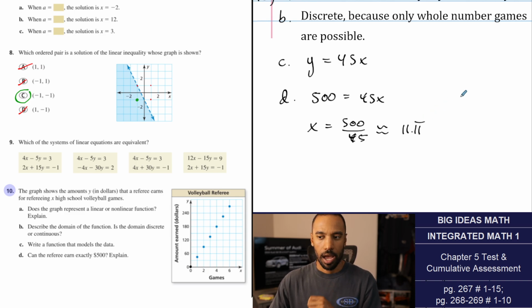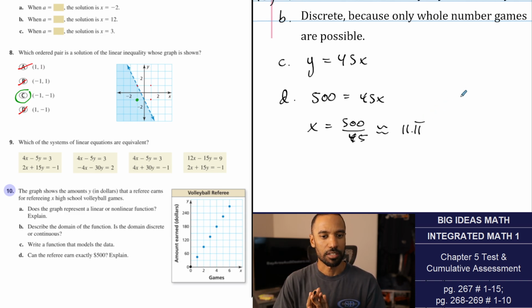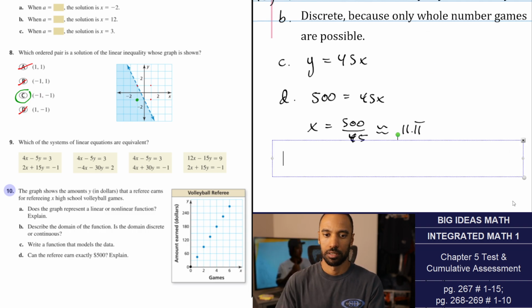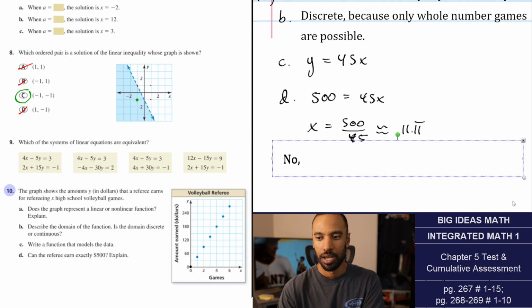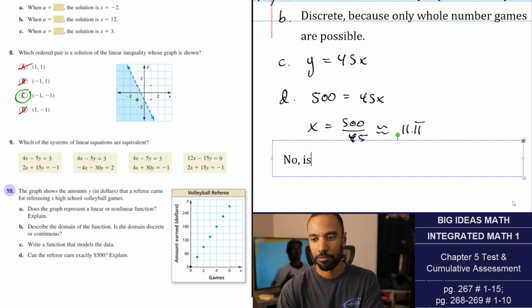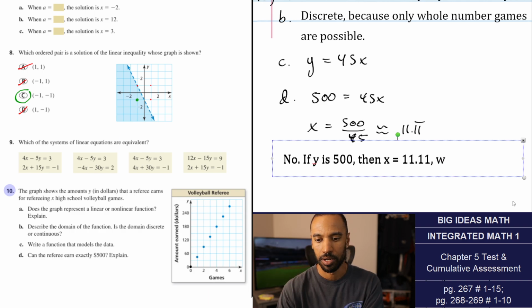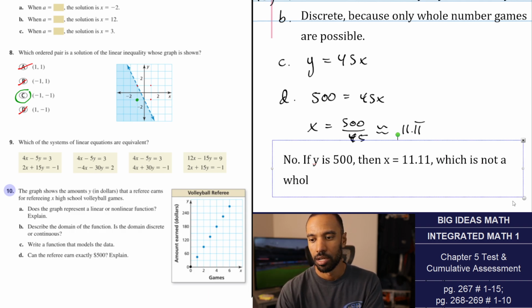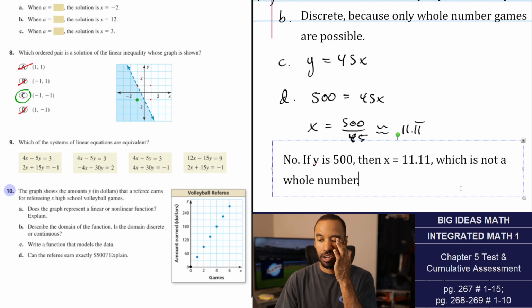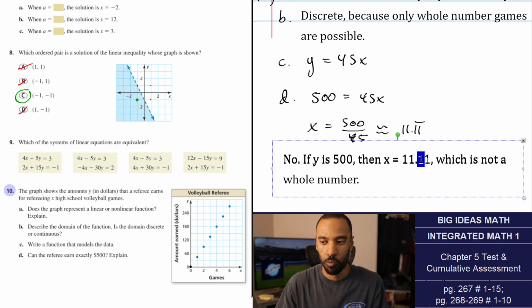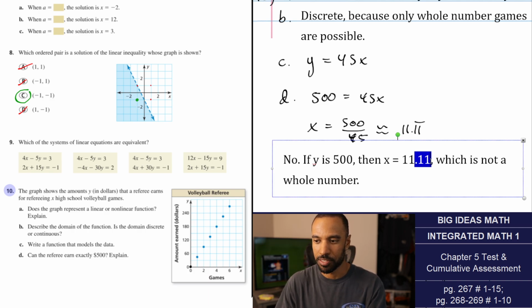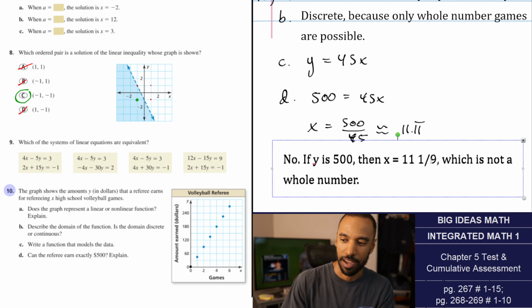11.11. Can they earn exactly $500? Explain. No. I don't know what to explain here. If Y is 500, then X equals about 11.11, which is not a whole number. It's not in our domain. That's 11 and 1/9 games. I should say 11 and 1/9, so I should do the fraction.